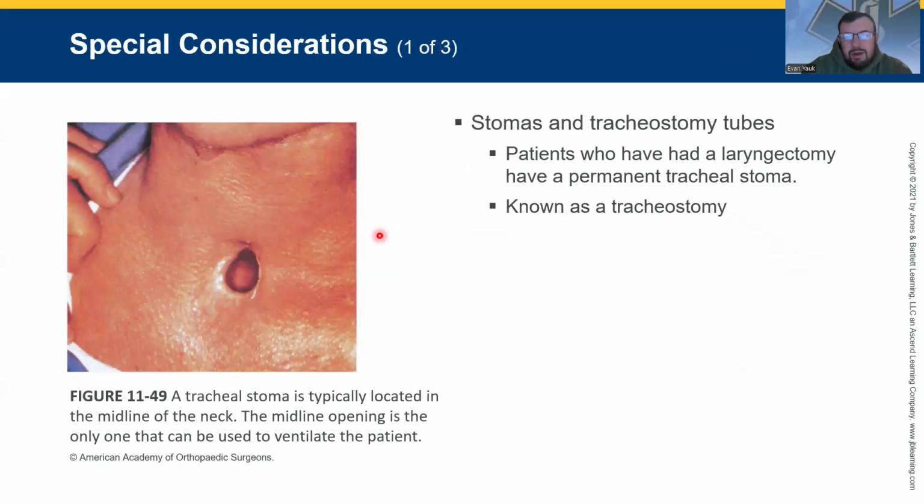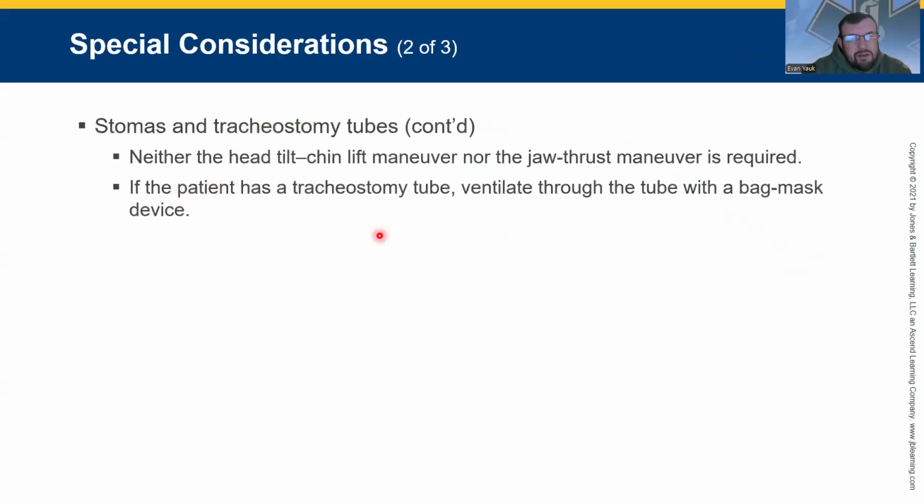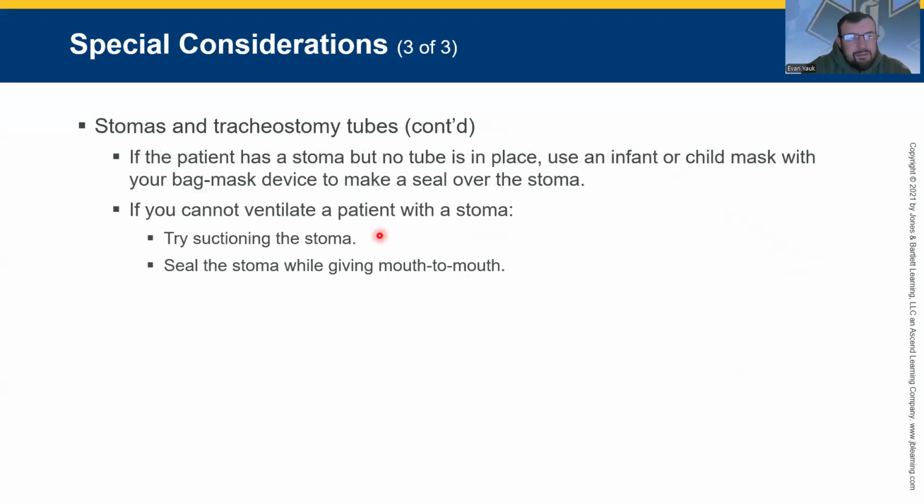Stomas or trach tubes: patients who have had a laryngectomy, who've had a stoma put in, these are considered special considerations. With stomas and trachs, neither a head tilt chin lift nor a jaw thrust maneuver is required because the tongue doesn't fall that far back. If the patient has a trach tube, ventilate through the tube using a bag mask device. If a patient has a stoma but no tube, use an infant child mask, which we talked about.